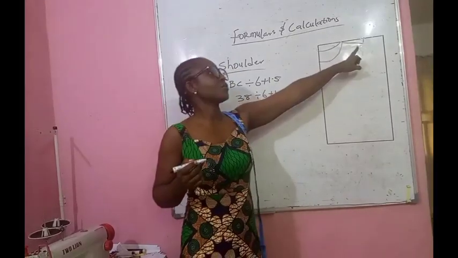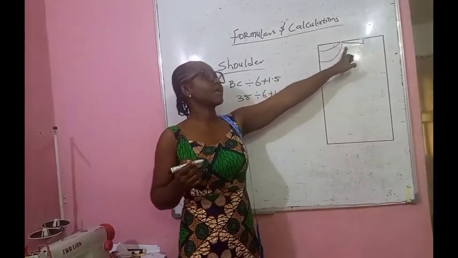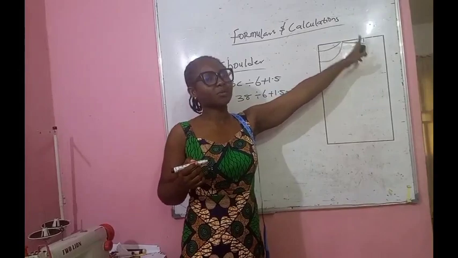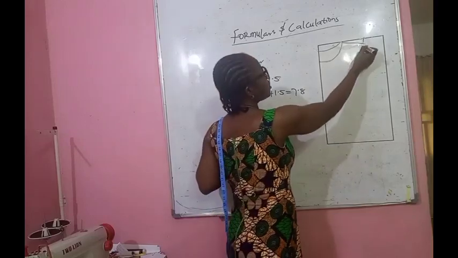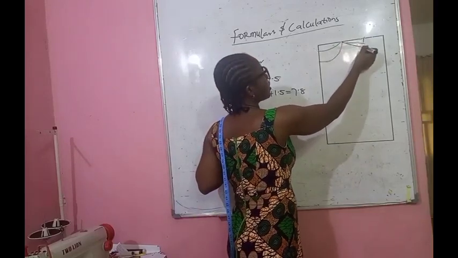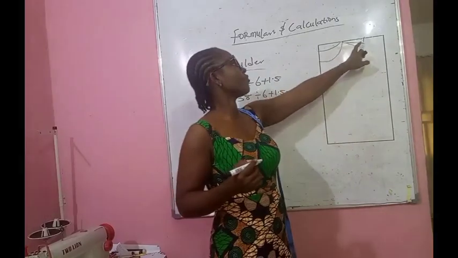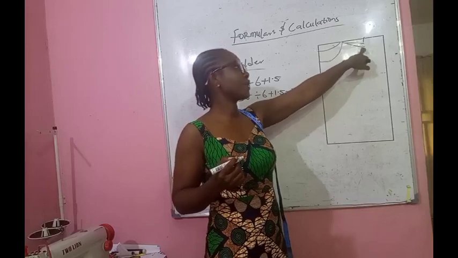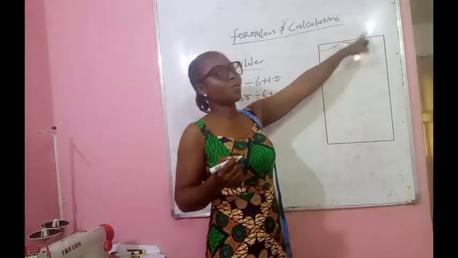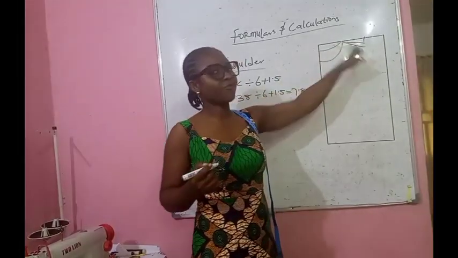So this is our shoulder length, starting from the neck point to where the shoulder stops, 1 inch for the back and 1.5 for the front. So this is for the front, this is for the back 1 inch, and for the front 1.5 inch. For the back 1 inch, for the front 1.5 inch.